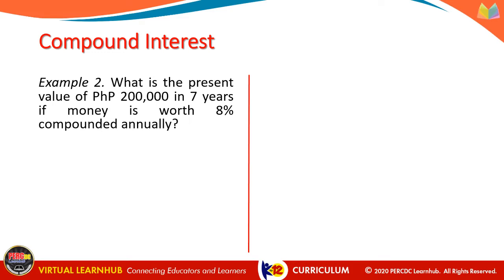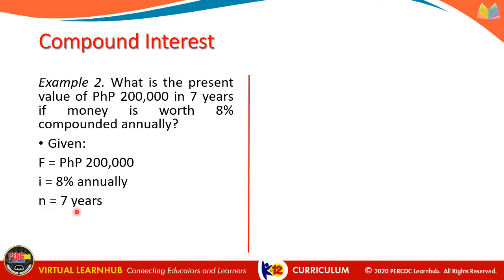Next, example number 2. What is the present value of 200,000 pesos in 7 years if money is worth 8% compounded annually? We have the following given: future value or maturity value, 200,000 pesos. This is not the present value. We are being asked for the present value, so definitely this 200,000 pesos is not the present value. That is our maturity value F. We're also given i, or interest rate, 8% compounded annually, and n is equal to 7 years.